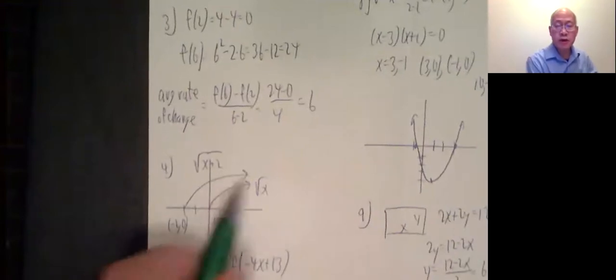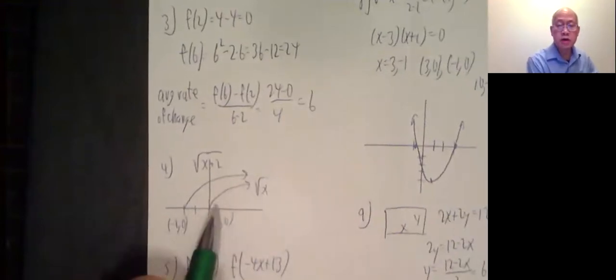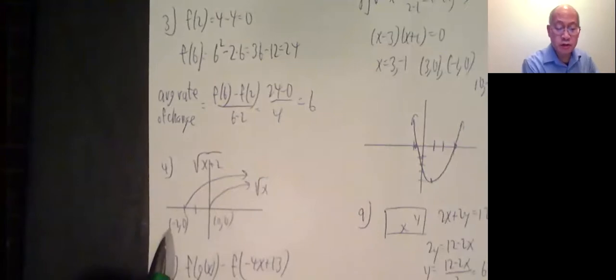Number 4, square root of x looks like that. Square root of x plus 2, move 2 to the left: negative 2, 0.